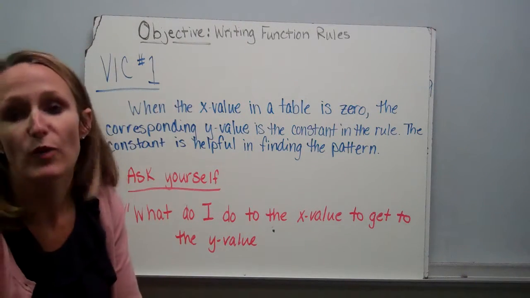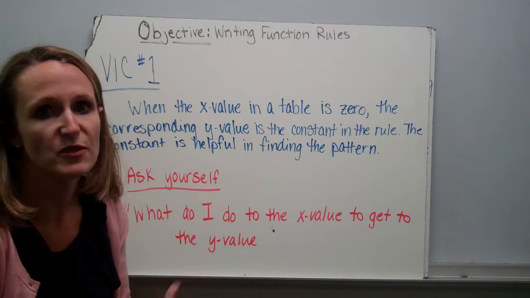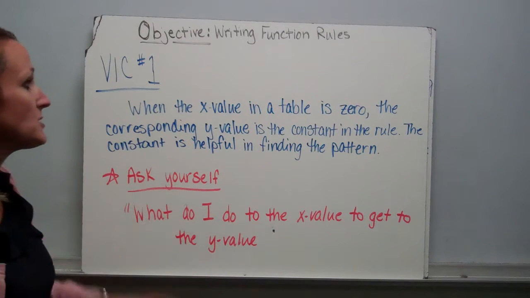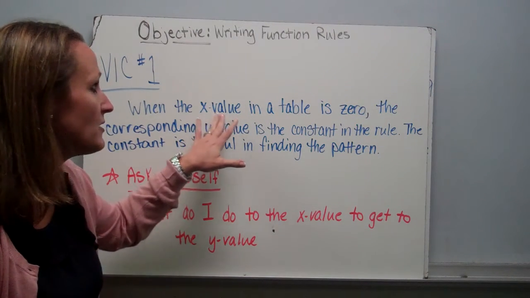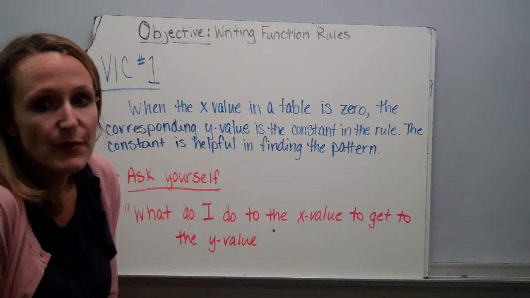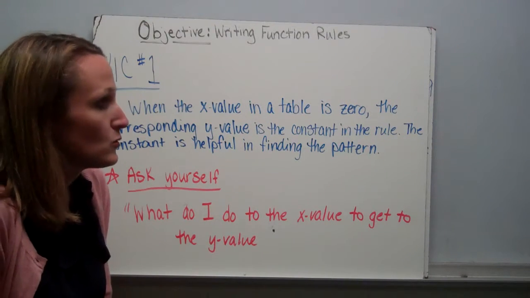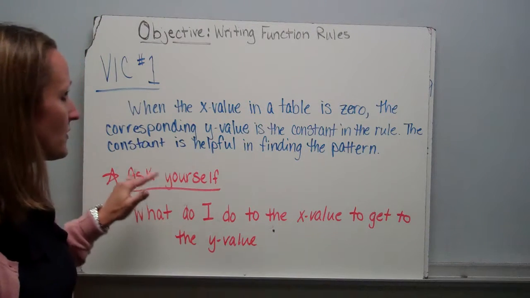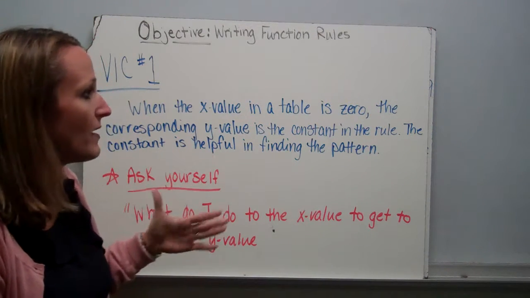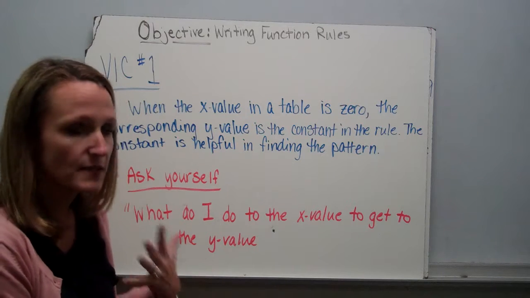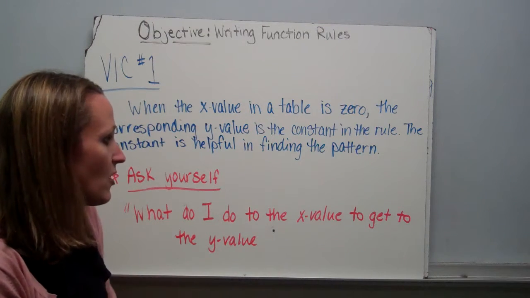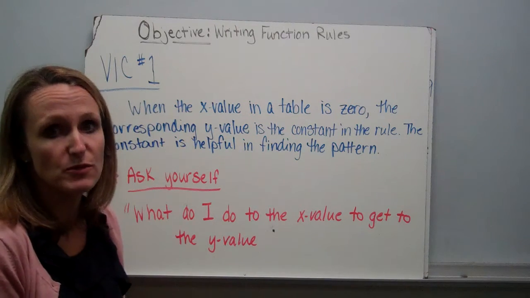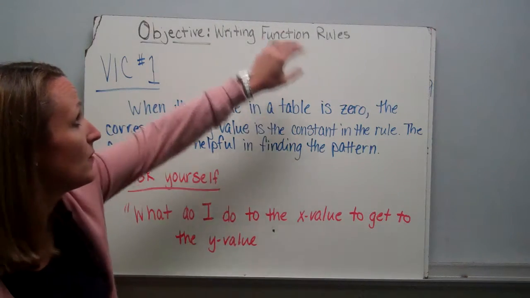In this video, we're going to talk about how to write function rules. We talked about tables, we've talked about interpreting them, so now we're going to talk about how do we write them. So the first important concept is that when the x value in a table is 0, the corresponding y value is the constant in the rule. So the constant is helpful in finding the pattern. In other words, the y value is going to be the constant. You're going to use that constant to find your pattern. Ask yourself, what do I do to the x value to get the y value? That's always what you want to ask yourself when you're trying to find a function rule.